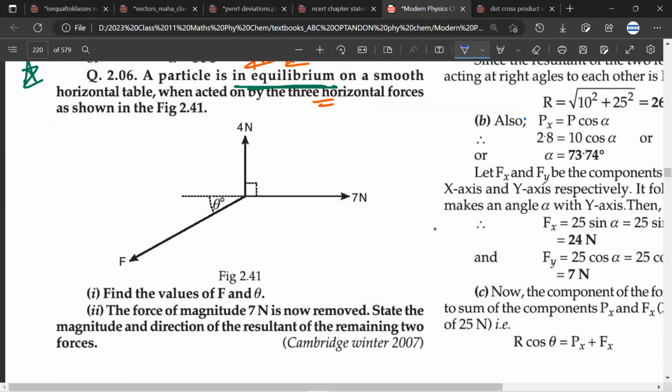So a particle is in equilibrium on a smooth horizontal table when acted on by 3 horizontal forces as shown. So 3 forces are acting, and the net force... equilibrium. Oh okay, I understood. Yes, if it's in equilibrium, the net force will be 0. Okay, I finally understood. Yes, thank you, sir. So it means that it's not that there is no stress or tension in his life, that there's a non-stop party going on, it's not like that. His net force is 0.